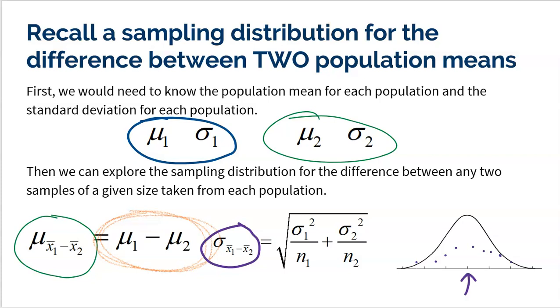So the problem now arises. We have to work backwards because we don't know the true mean of population 1. We don't know the true mean of population 2, nor do we know the standard deviations of the two populations, which means that we cannot find the difference because we don't know the true difference. We don't know the true means. We cannot calculate the standard deviation because we don't know the standard deviations of each population.